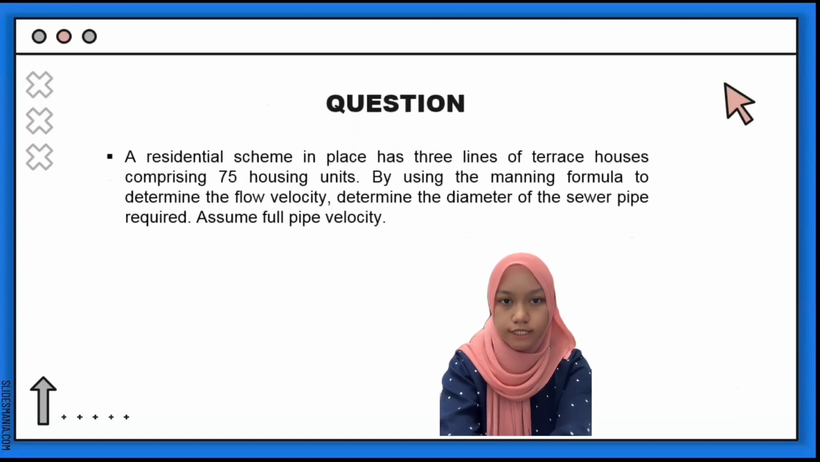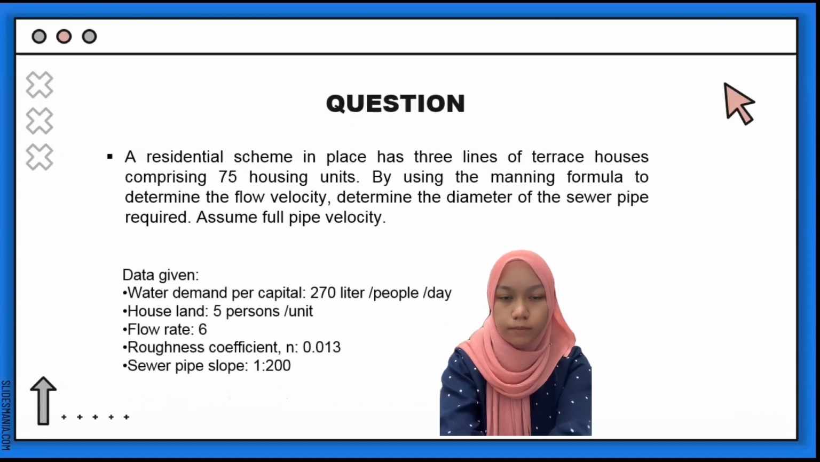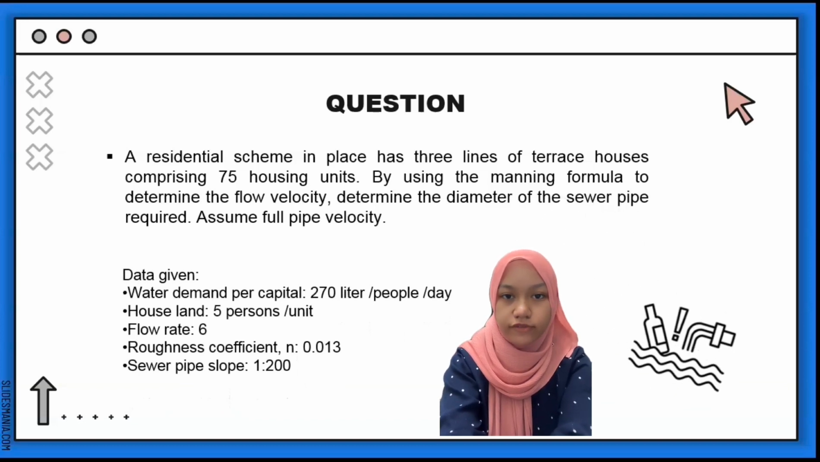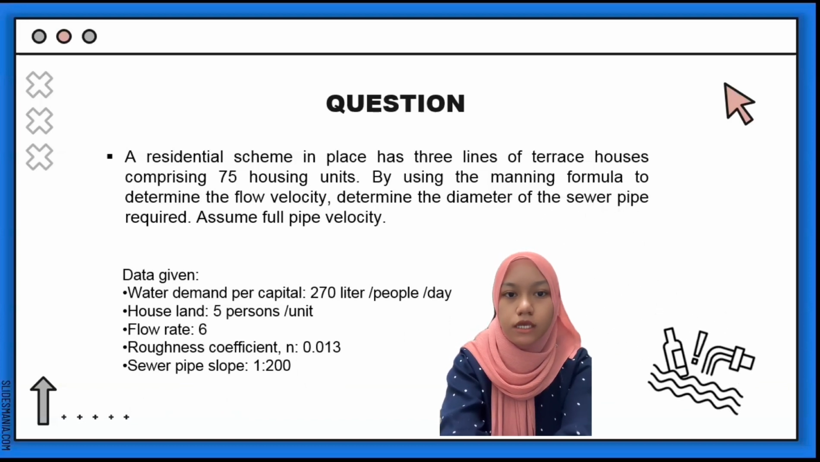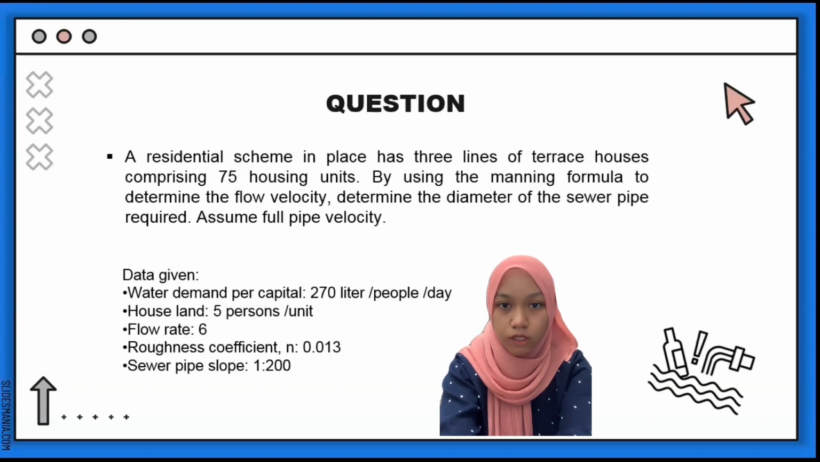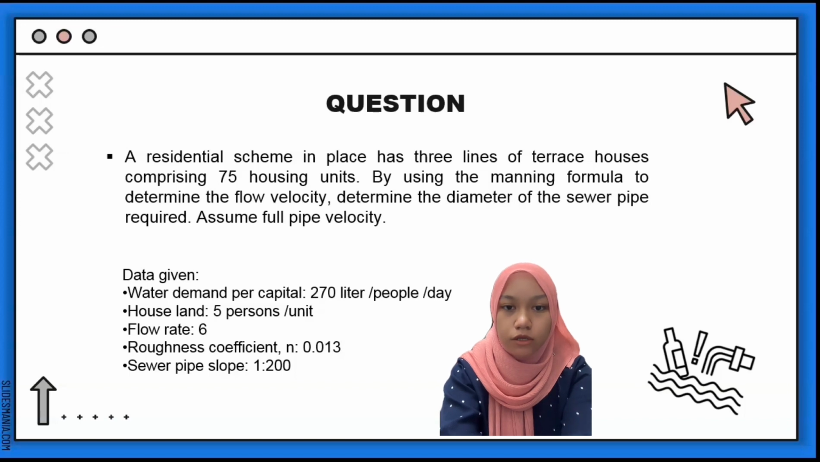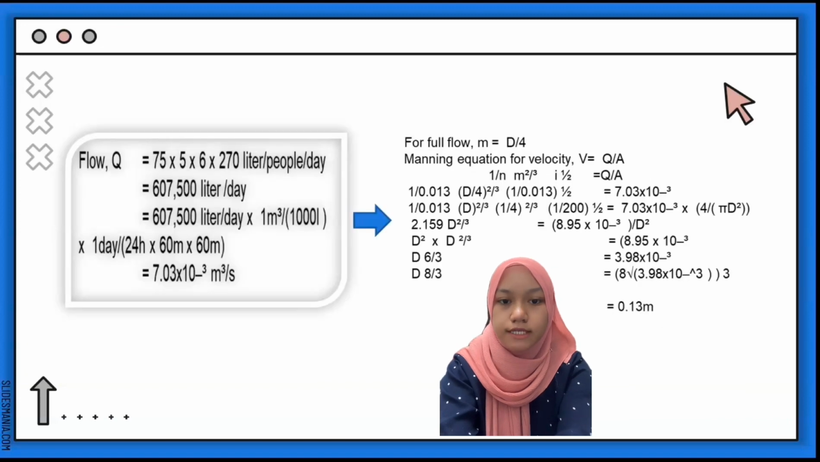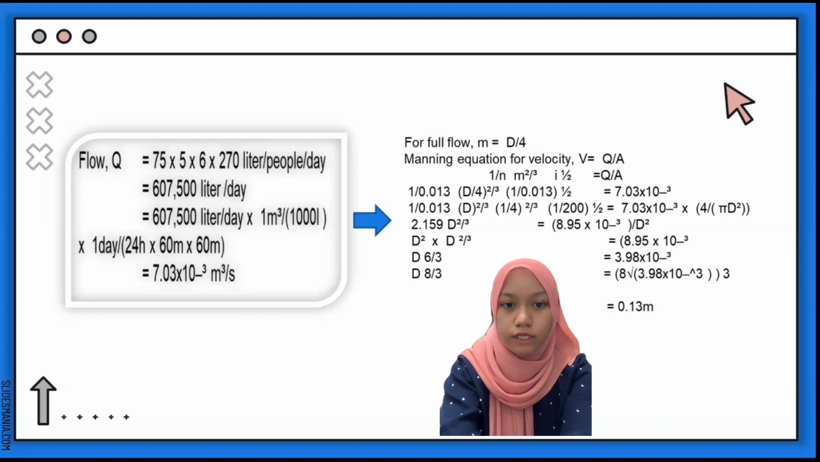Next is calculation. A residential scheme has a three-line terrace house comprising 75 housing units. By using the Manning formula to determine the flow velocity, determine the diameter of the sewer pipe required. Assume full pipe velocity. Data given is water demand per capita is 270 liters per person per day, and house length is 5% per unit.